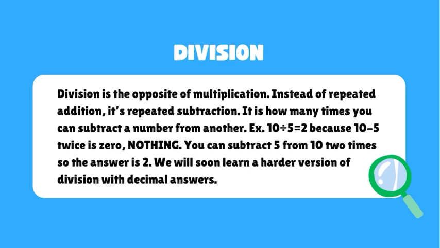We will soon learn a harder version of division which has decimal answers. In this, 10 minus 5 and again minus 5 gives 0. Sometimes it won't give 0, but it will be less than 5, so you can't subtract it or else you will get a negative answer. So you have to do something, and that is decimal division, and you will be learning this soon.